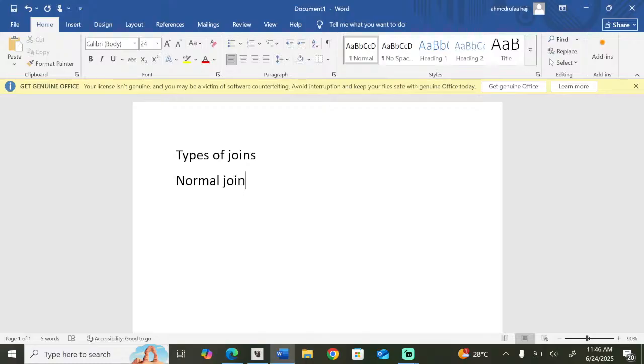So the second one we have is the left outer join. The normal join is just the basic join. The next one we have is the left outer join. It usually displays all the information on the left, and on the right side it displays the information that they share.